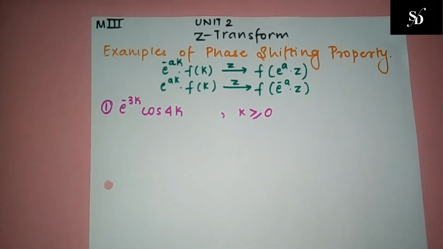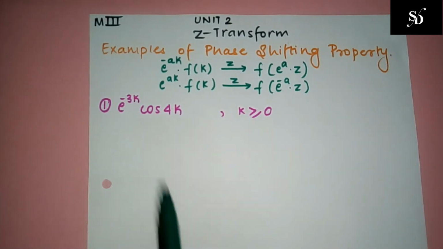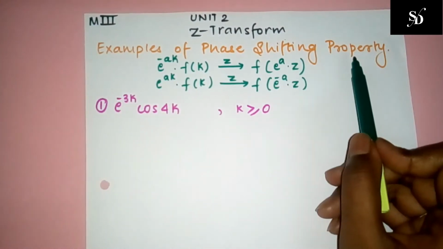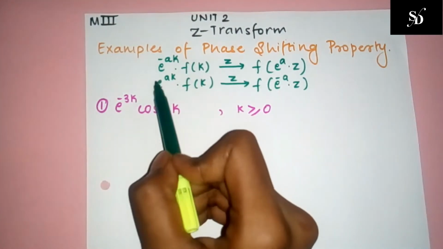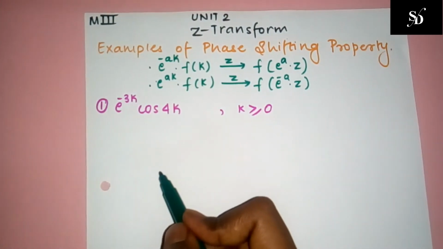In this video I am taking unit 2, that is the Z transform. In this particular video I am talking about examples of the phase shifting property. There are two points that you need to remember. There are two formulas or properties that you have to remember.